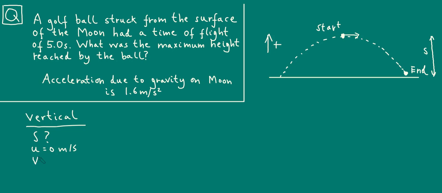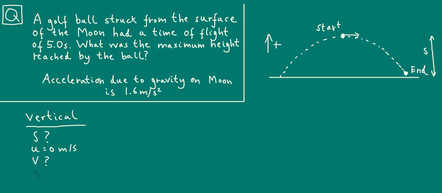V, the final vertical component of the velocity, well, that's unknown. Because remember, the final velocity is the velocity of the golf ball just before it hits the surface. Remember, once it hits the surface, the ball is no longer experiencing constant acceleration, and therefore the SUVAT equations are no longer even in play.